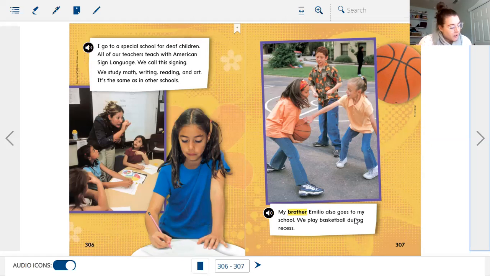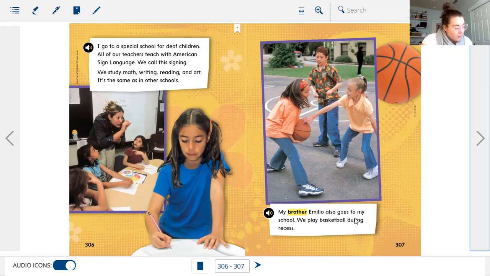So when I'm reading this nonfiction, I look for what the author wants readers to know. So I read that Rosina, she goes to a special school for deaf children, and her teachers use signing to teach. But she studies the same subjects and plays the same games at recess as children in other schools like you do. So I have to ask myself why the author wrote these facts. Why would he tell me that?